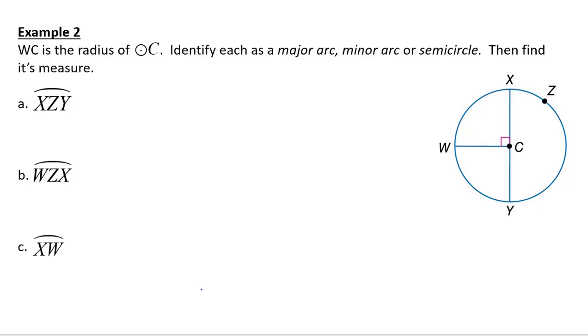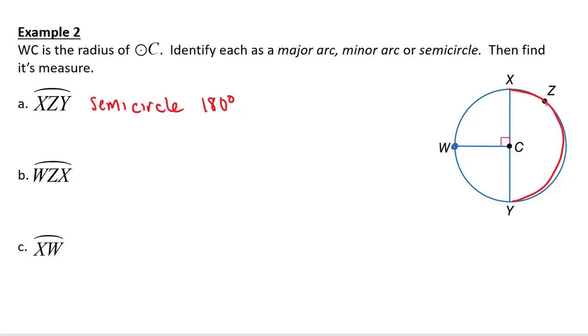Okay, WC is at the center, is the radius. WC is a radius. Looks like we have a right angle. We need to identify each major, minor, and semicircle, and then find its measure. Okay, so X, Z, Y. I know I go through Z because Z is a part of my symbol there, my writing. So that is a semicircle. And that is 180 degrees.